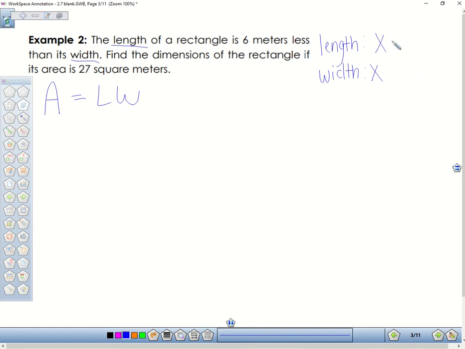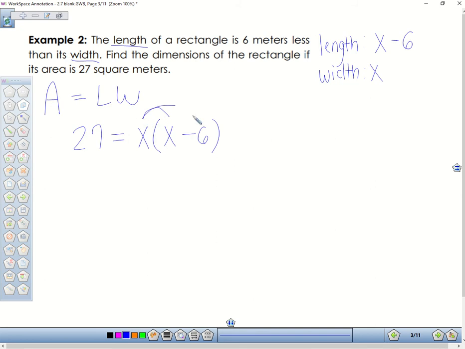Good, x minus 6. When I think about this in my head, I think, what's a real number, and then 6 less than that number, and then I can think of how to set up that expression. So now I have length and I have width, and I also have area, so I'm ready to plug everything in. So 27 is equal to length times width, so it's like this.